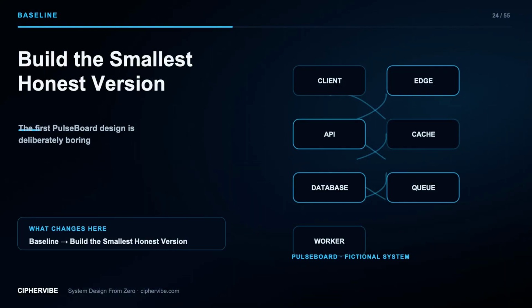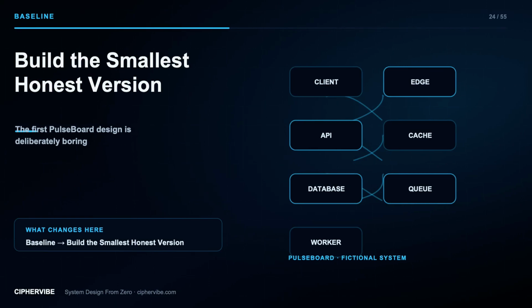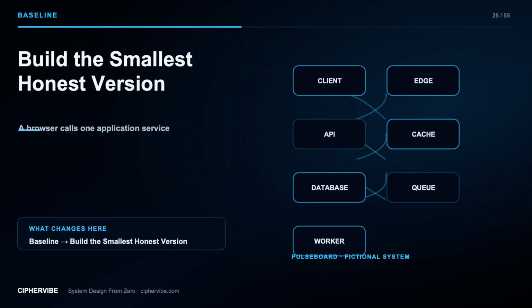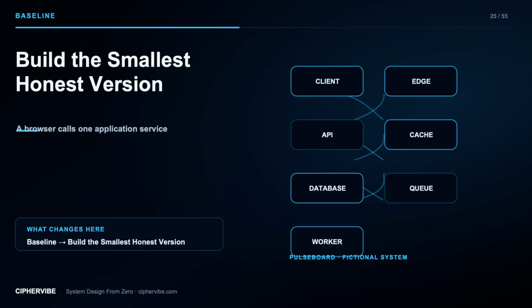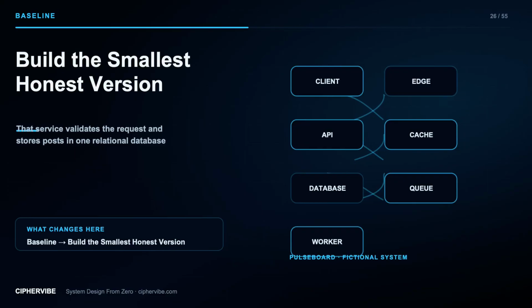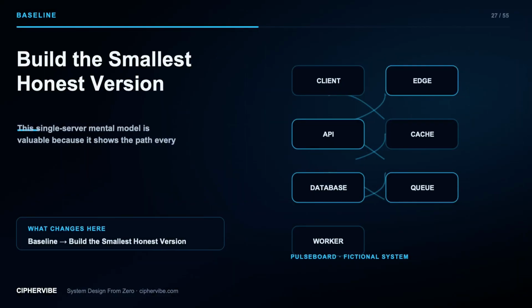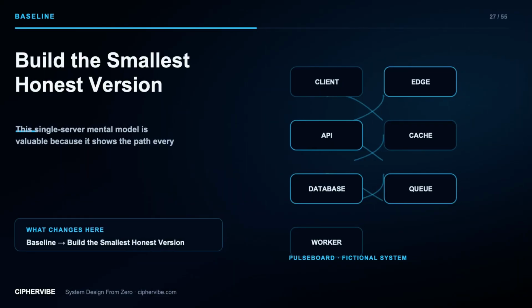The first PulseBoard design is deliberately boring. A browser calls one application service. That service validates the request and stores posts in one relational database. Images go to object storage. This single-server mental model is valuable because it shows the path every request travels. It also exposes where a failure lies.